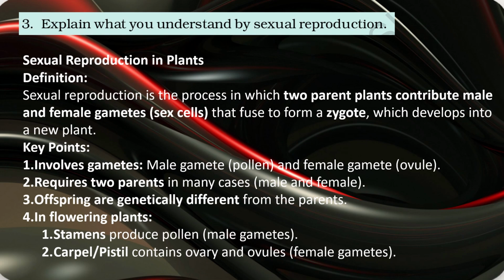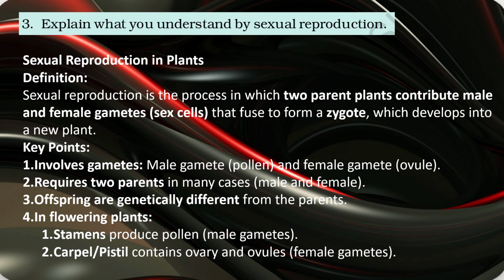Third one, explain what you understand by sexual reproduction. Sexual reproduction in plants. Definition: sexual reproduction is the process in which two parent plants contribute male and female gametes, sex cells, that fuse to form a zygote, which develops into a new plant. Key points: 1. Involves gametes, male gamete, pollen, and female gamete, ovule. 2. Requires two parents in many cases, male and female. 3. Offspring are genetically different from the parents.